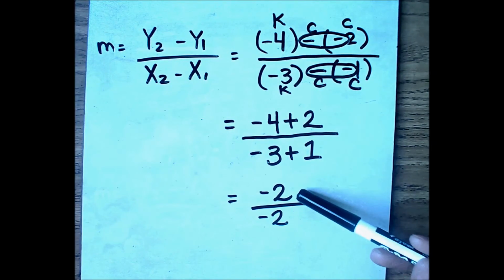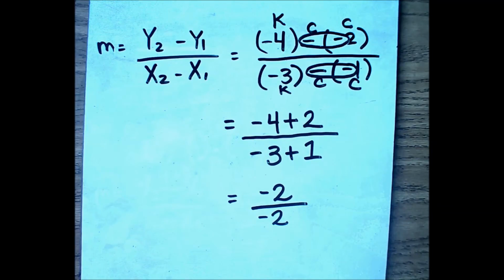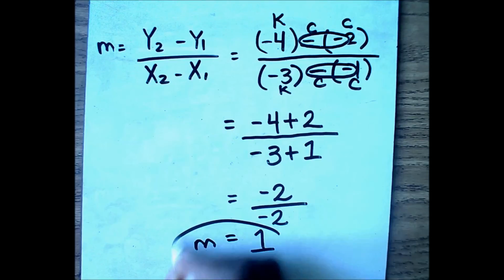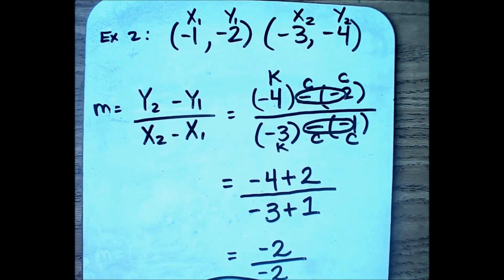Now I have negative 2 over negative 2. When you have the same number on top as well as the bottom, or the same thing in the numerator as well as the denominator, then your answer is always 1. So that means the slope of these 2 points up here is 1.